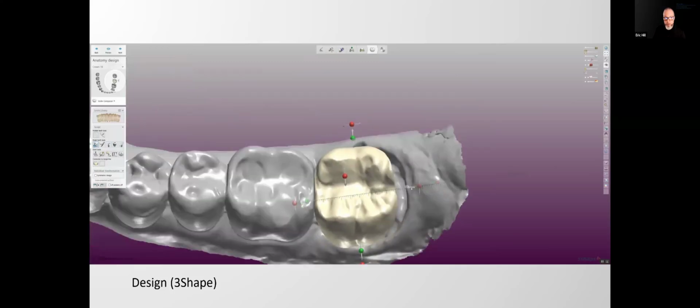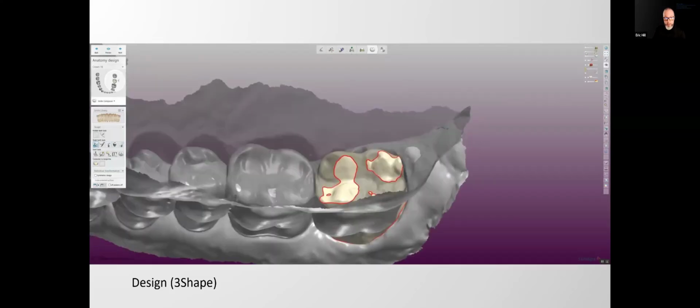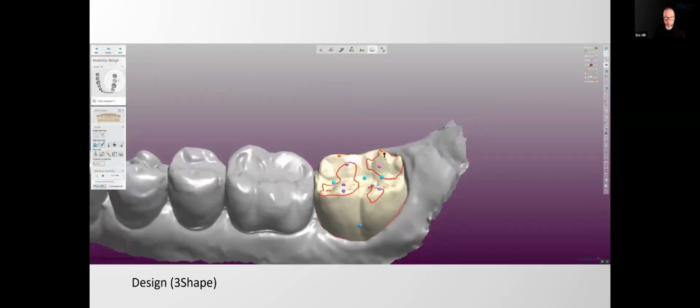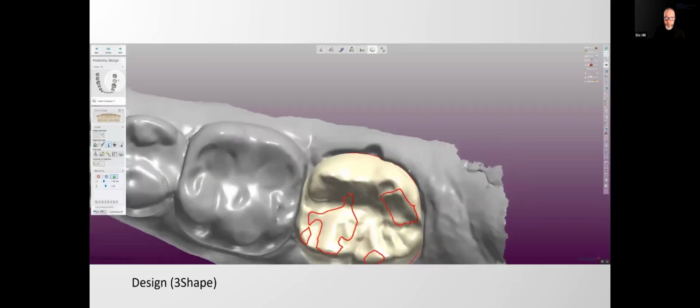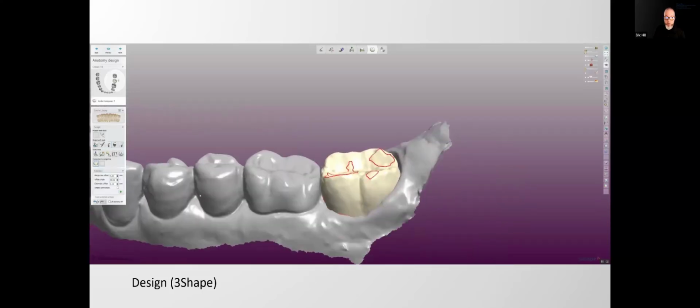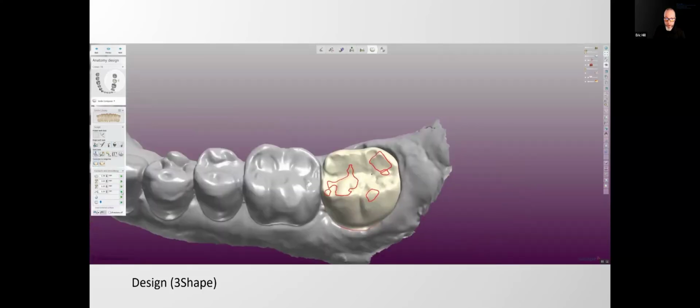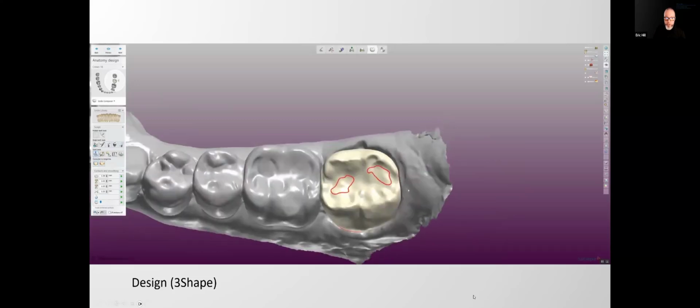So this is 3Shape, if you didn't know. You can see they have quite a lot of tools to manipulate the tooth and get things in place. They can see exactly where the occlusion is based on those red lines there. And what this person is doing is manipulating this to make sure everything fits. But they're going to run into a problem, and that problem is room. There's very little room on this case, which you can see there.